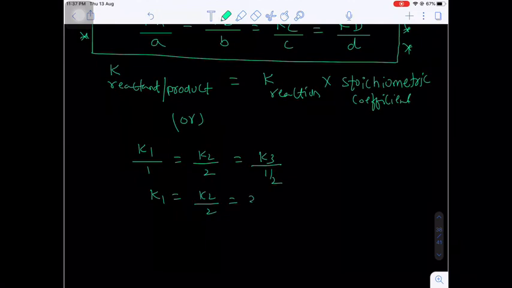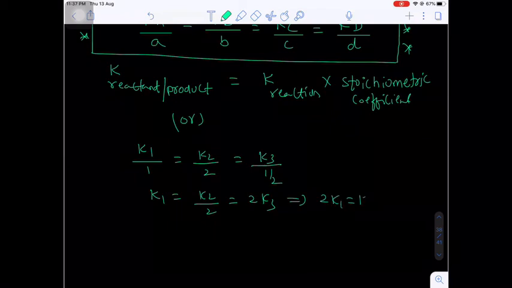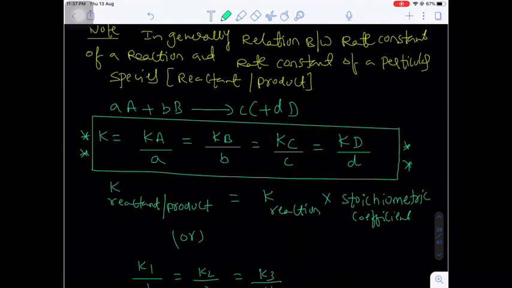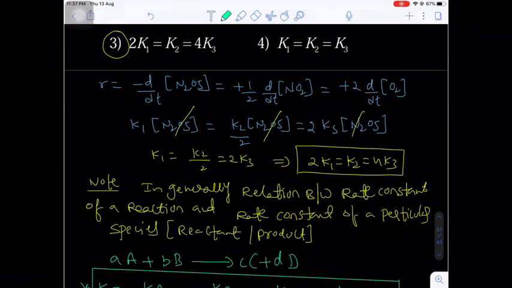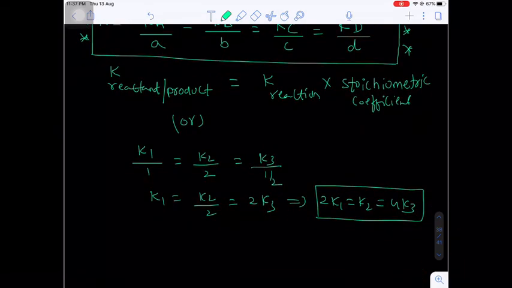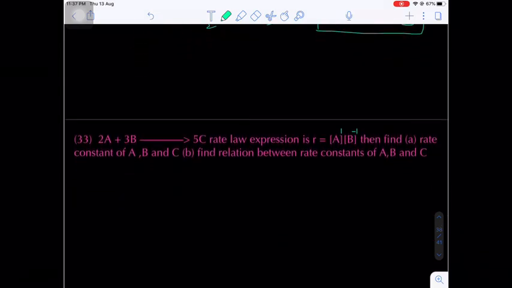So finally K1 equal to K2 by 2 equal to 2K3. So ultimately, if you multiply by 2 on both sides, 2K1 equal to K2 equal to 4 times K3. This is a very simple, alternative method. Here you have the answer 2K1 is equal to K2 equal to 4K3. Here also 2K1 equal to K2 equal to 4 times K3. Are you getting my point?